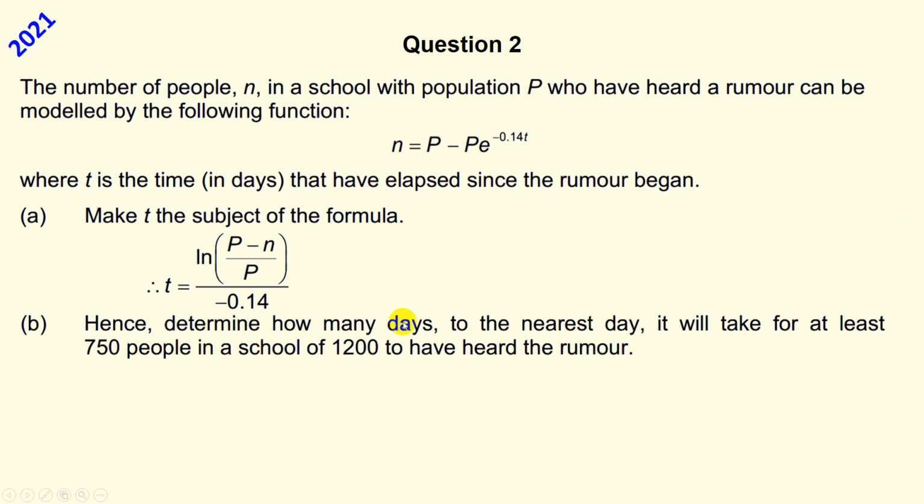Hence, determine in how many days to the nearest day it'll take for at least 750 people in the school of 1200 to have heard the rumour. So at least 750 means greater than or equal to. There we are. It'll take at least 750. So N being the number of people, so there's 750.